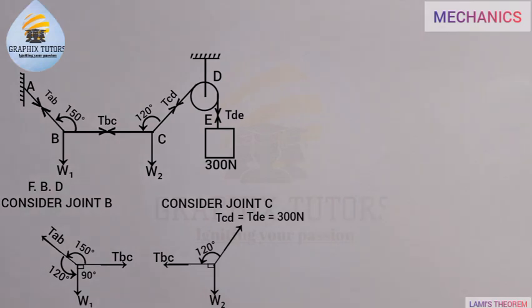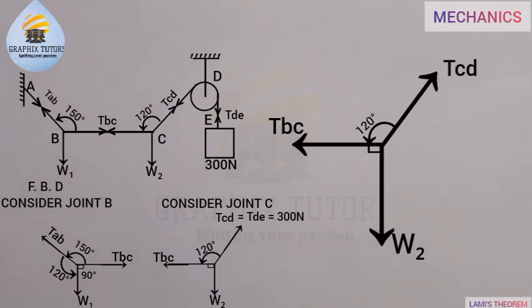120 degrees. Now, if you look closely, you will discover that in between TCD and W2, there is no angle, and we need to look for that angle. Just like we did in the previous joint, we are going to apply the same principle in this joint. Now I am going to withdraw to show you what is really happening. Now if you look, we have TCB, we have TCD, and we have W2, and we have an angle of 120 degrees between TBC and TCD, and we have an angle of 90 degrees between TBC and W2.